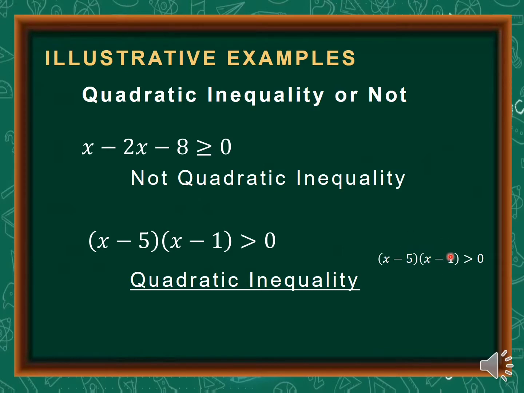You notice naman, the product of two binomials will result to a trinomial. So applying the FOIL method, we have x times x is x squared. x times negative 1 is negative x. Negative 5 times x, we have negative 5x. And negative 5 times negative 1 is equal to positive 5. So, greater than 0. Now, combining like terms, ito po. That would become x squared minus 6x plus 5 is greater than 0. If you notice, it is already in the degree of 2. So, therefore, it is an example of quadratic inequality.